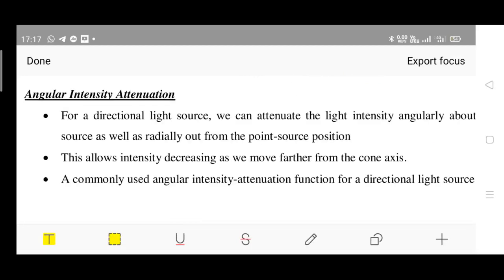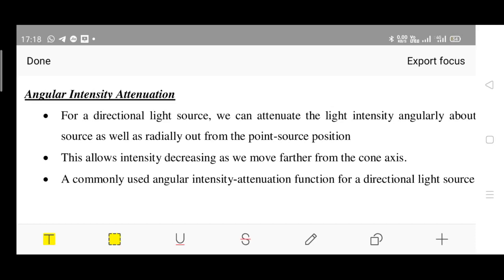For the spotlight, angular intensity attenuation: for a directional light source we can attenuate the light intensity angularly about the source as well as radially out from the point source position, which we have seen earlier. This allows intensity to decrease as we move further from the cone axis. A commonly used angular intensity attenuation function, let us see that function later. You just try to understand this.